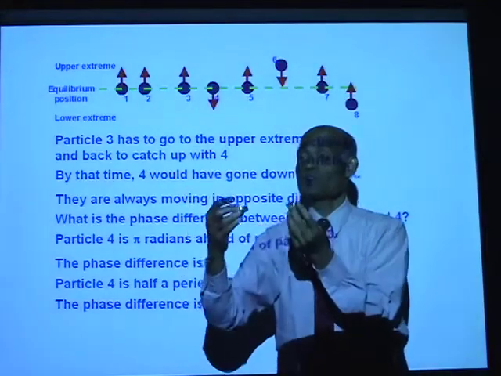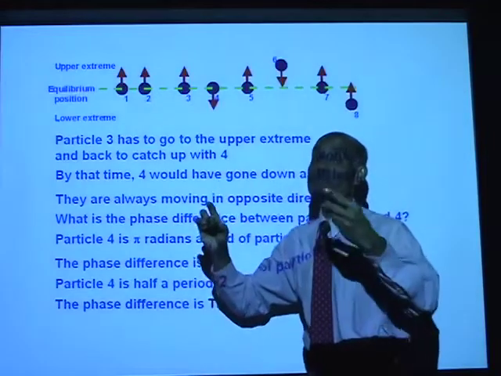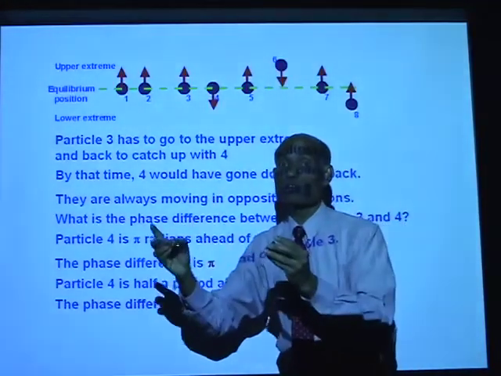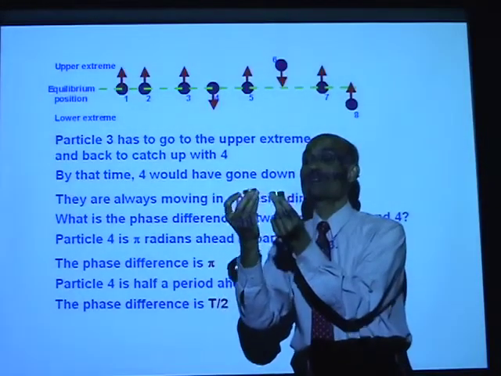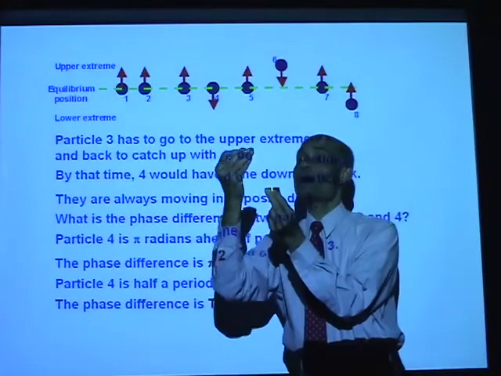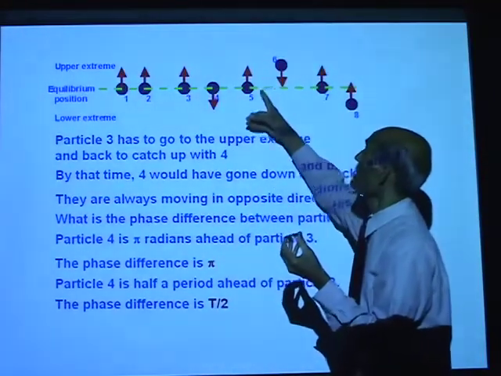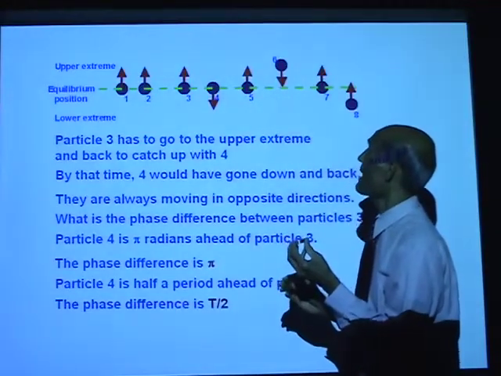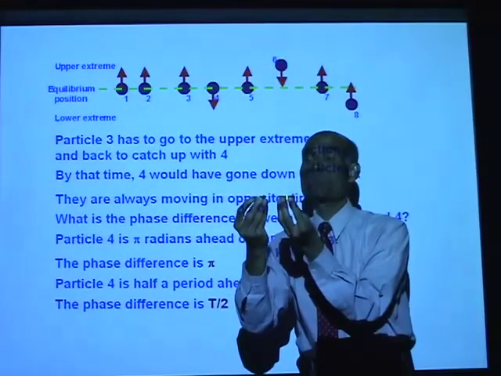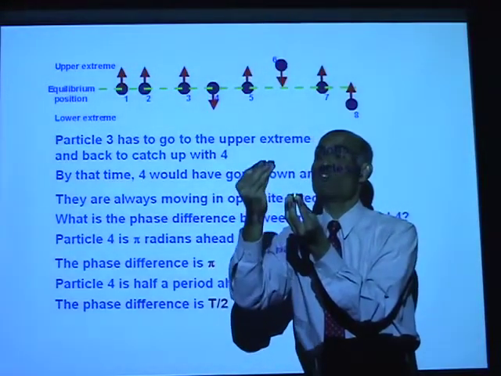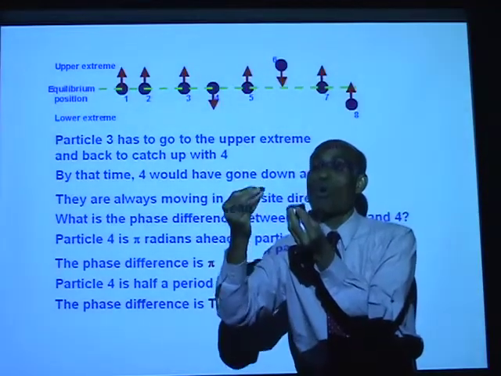You see that? So the phase difference between 3 and 4, which we said in terms of angle, is pi radians. But in terms of period, it is half of a period. Particles 3 and 4 differ by half of a period. Tell me, what about the phase difference between particles 5 and 6 using the period? When particle 1 just begins, particle 2 has gone up to the extreme up. That means it has gone a quarter of a period.